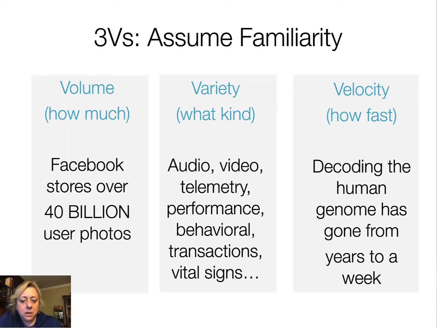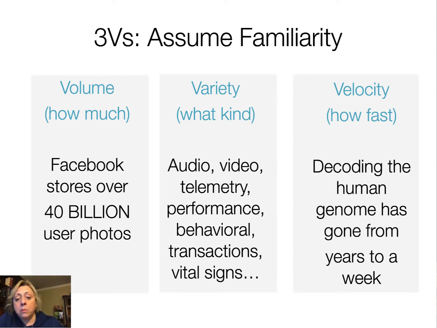Then the third V is velocity, how fast. That's really important because you need information super fast. You want to be able to handle it and stream it, and give it quickly, not only over the web. We're talking about maybe using Amazon Web Services, Google services, or the third competitor, which is still behind, Microsoft, so Azure services.